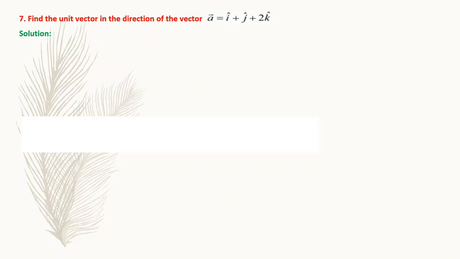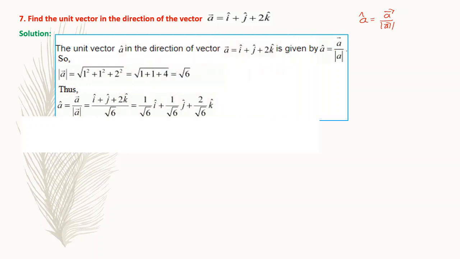In the previous video, we discussed how to find the unit vector for a given vector. It is very simple. The unit vector for the given vector is given by the formula a cap = vector a divided by its magnitude. Here they are asking for vector a, so I have written a cap; if it is vector b, you have to write b cap. First you need to find its magnitude. The magnitude of vector a is the root of 1 square plus 1 square plus 2 square, which is root 6. Therefore, the unit vector is vector a divided by the magnitude of vector a.